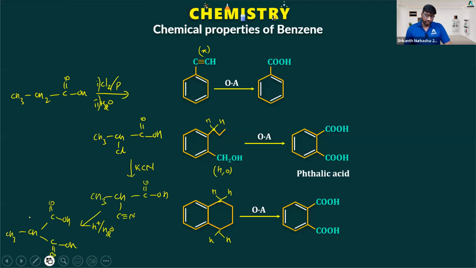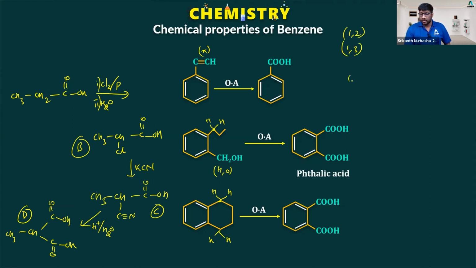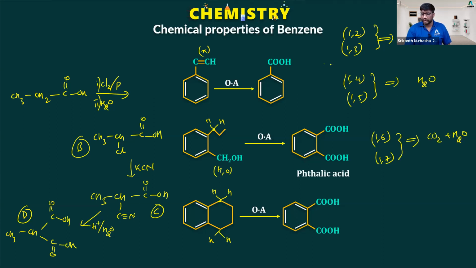Can I heat it or not? I can use this compound as A. Compound A is propanoic acid, treated with Cl2 in the presence of P produces B. B treated with KCN produces C. C treated with H+ and H2O produces D. D upon strong heating produces what? You know this logic or not? 1,2, 1,3, 1,4, 1,5, 1,6, 1,7 acids: 1,2 and 1,3 acids will lose water and carbon dioxide, 1,4 and 1,5 will lose water, 1,6 and 1,7 will lose CO2 and H2O. Okay, this is what reaction happens.